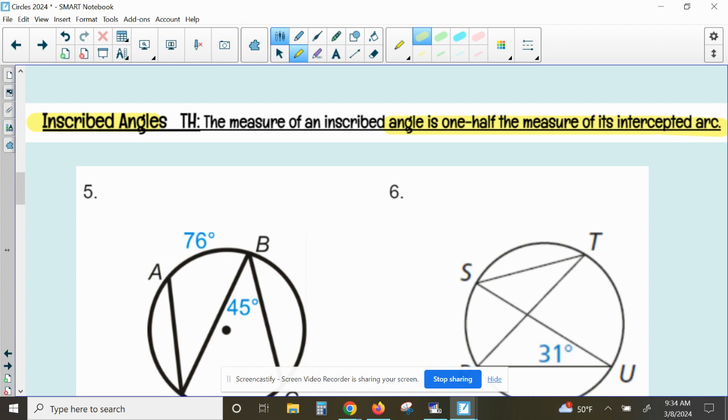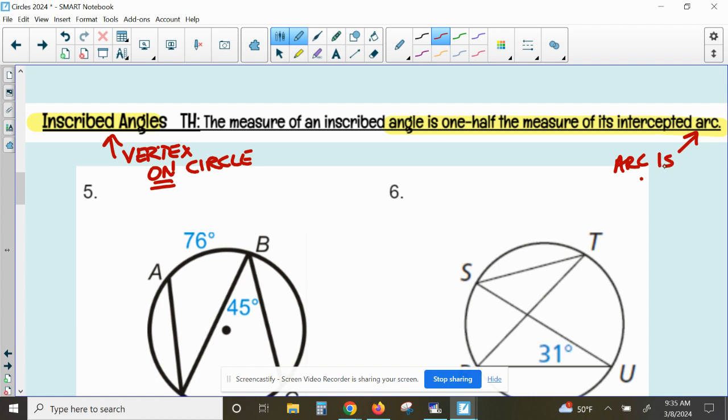Inscribed means what? The vertex is on the circle, right? Remember also that the arc is bigger. The arc is the bigger one. So the vertex is on the circle and the arc is the bigger one.